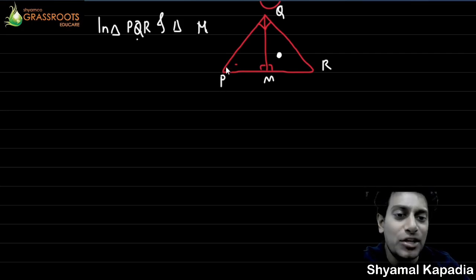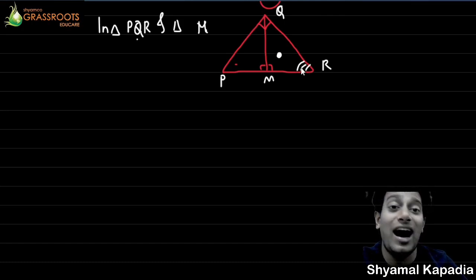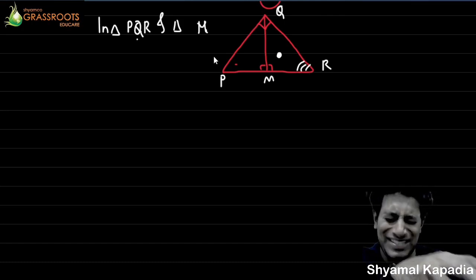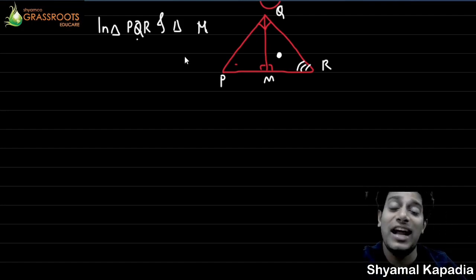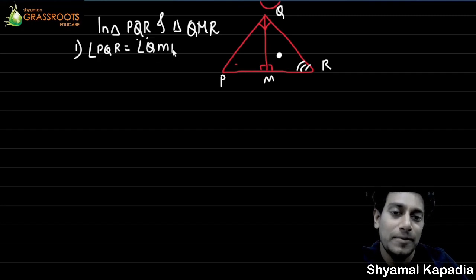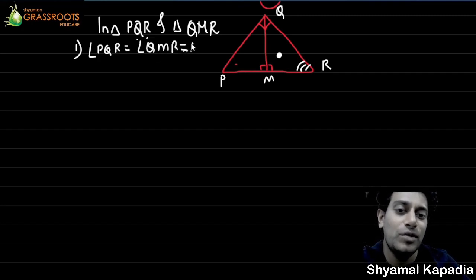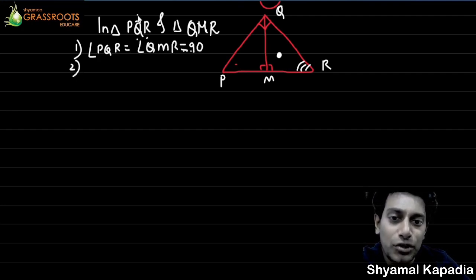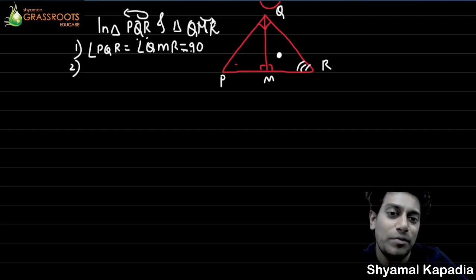In PQR and this triangle, can I say we have a common angle R which is completely present in both PQR and QMR? So R is at the end, so R should be at the end. It's going to be QMR. Again, the first step is angle PQR is equal to angle QMR, which is equal to 90, given. I'm not writing the reasons now. Second, angle QRP, and it is going to be MRQ.